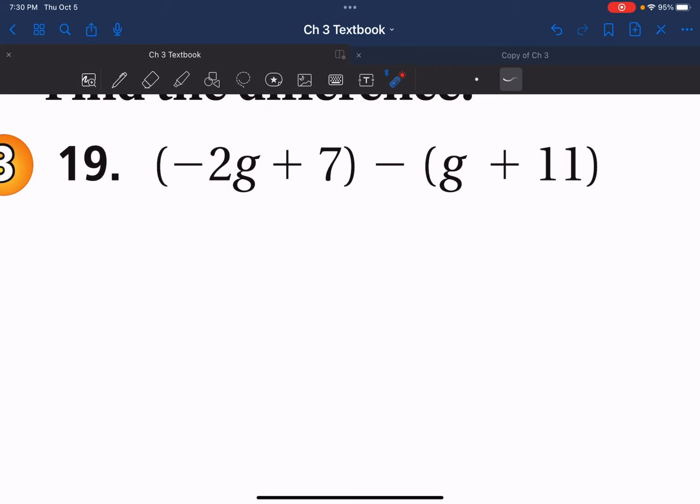Go ahead and pause the video right now. Try this one on your own. When you get stumped or when you think you have the answer, press play and check your work.